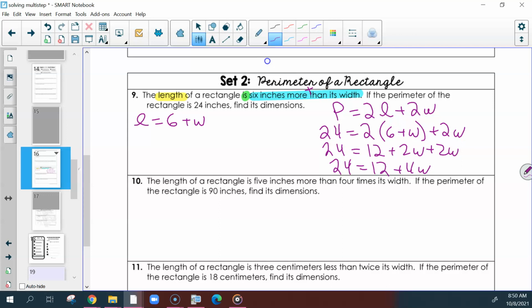And then we can solve for w by subtracting 12 on both sides, and dividing. I switched those, but that's okay. And then make sure you're putting units. So these are inches. Then if the width is 3 inches, what is your length? 9. Any questions on number 9?